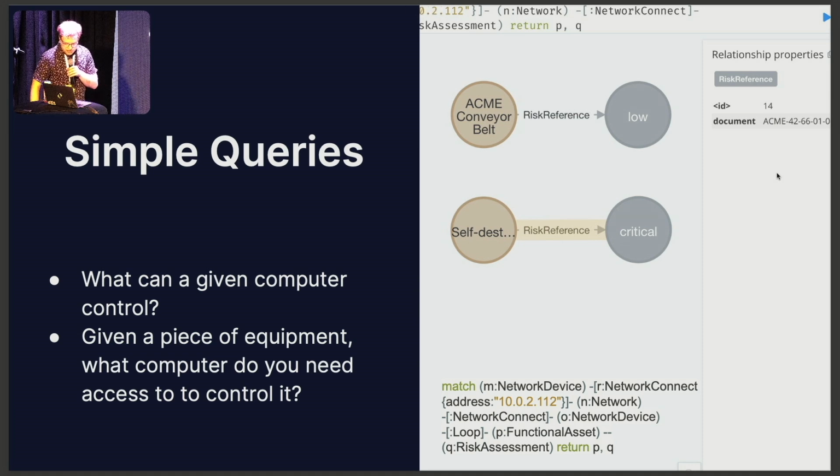We can go even further and tie this to things like consequences from those risk assessments. So if I'm an attacker and I'm on that HMI, I can say, show me the fastest way to cause some kind of consequence that would be bad.